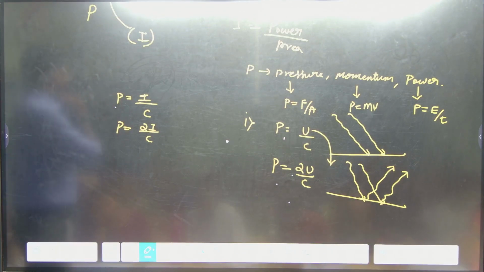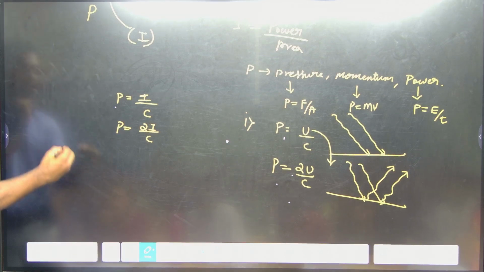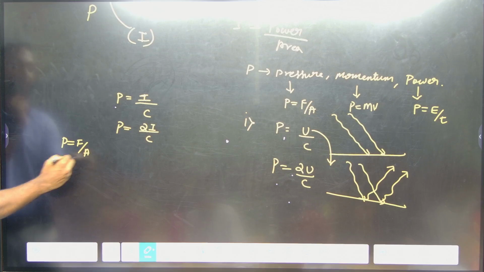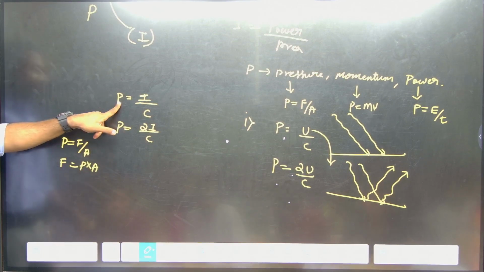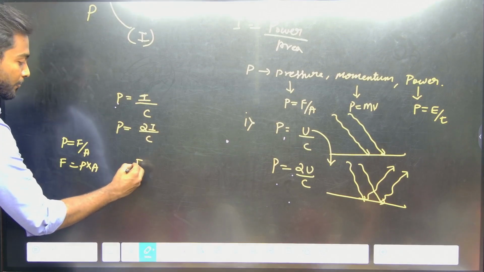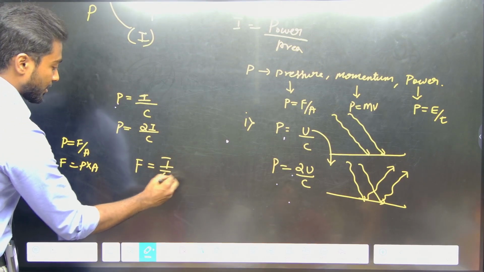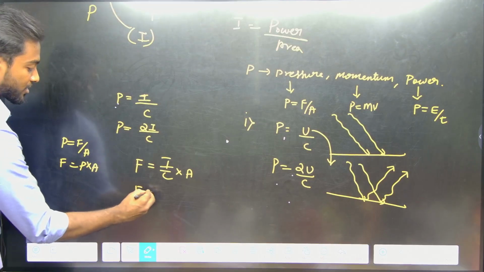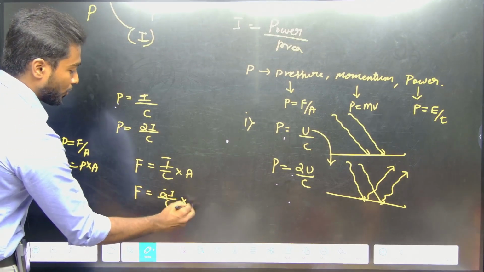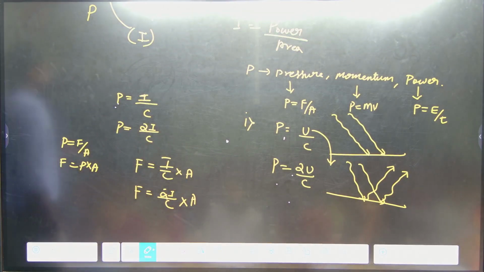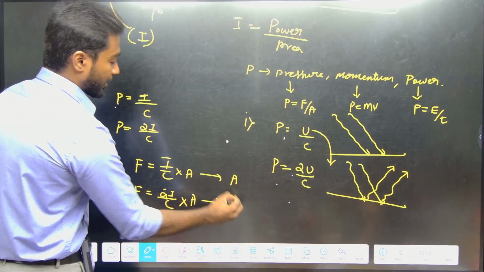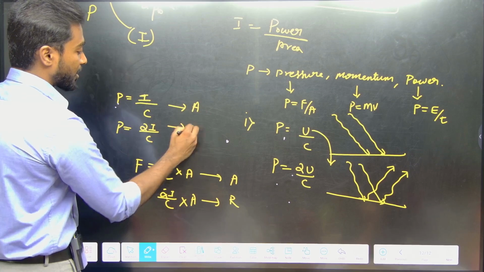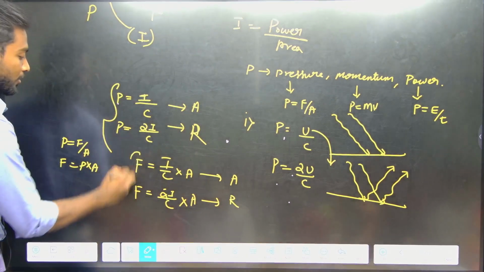If they are asking in terms of force, what can we do? Pressure is nothing but force by area, so force is pressure into area. We know the pressure, so for complete absorption the force is I by C into A, and for complete radiation the force is 2I by C into A. This is absorption and this is radiation. This is for pressure and this is for force.